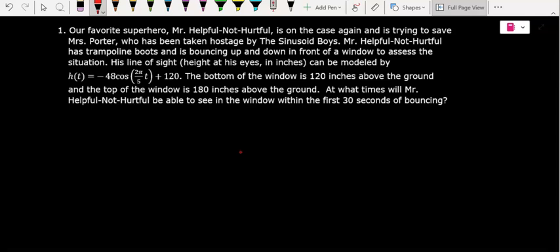The bottom of the window is 120 inches above the ground, and the top of the window is 180 inches above the ground. At what times will Mr. Helpful, Not Hurtful be able to see the window within the first 30 seconds of bouncing? All right, so let's see what we've got here.